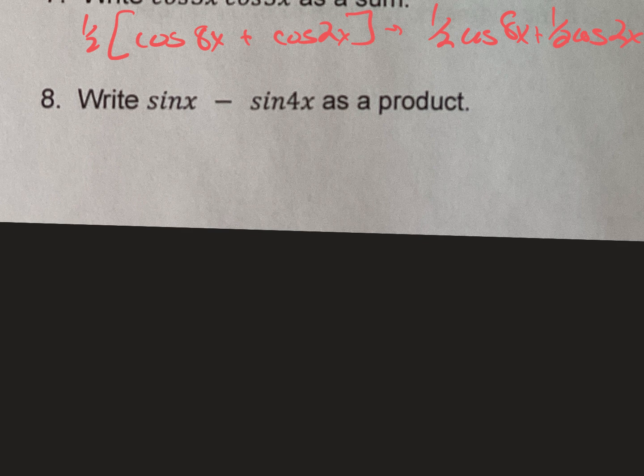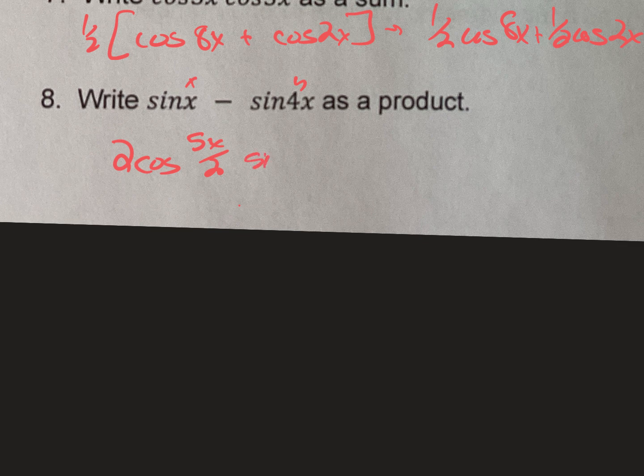And then number 8's going backwards. Number 8 says write that as a product. So I'm looking at sum to product. This one says sine minus sine. So I'm looking down at the very bottom of my sheet for sine minus sine. And I'm seeing this. I'm seeing 2 cosine x plus y over 2. That's x, that's y. So if I do 1x plus 4x, that's 5x over 2.